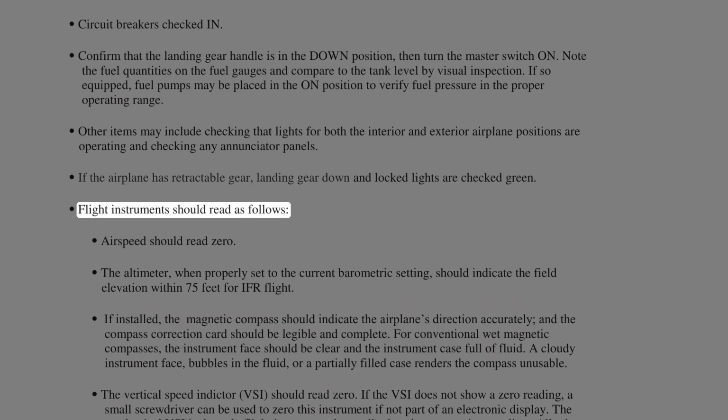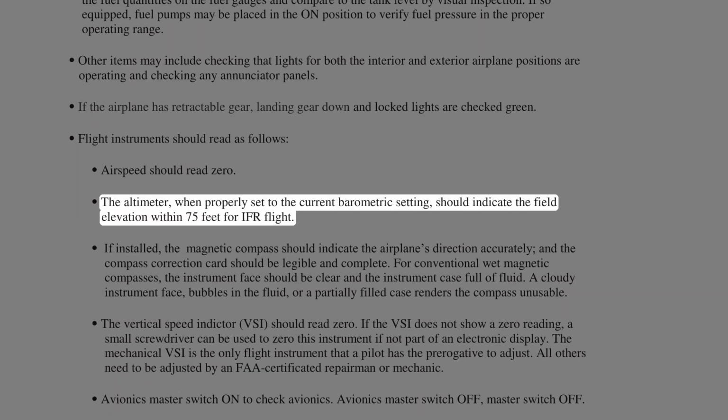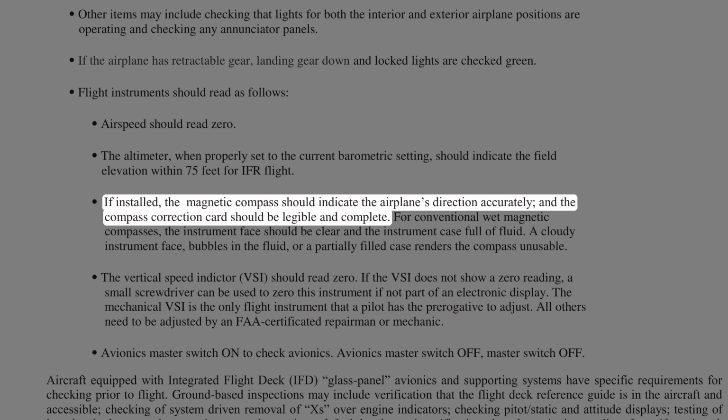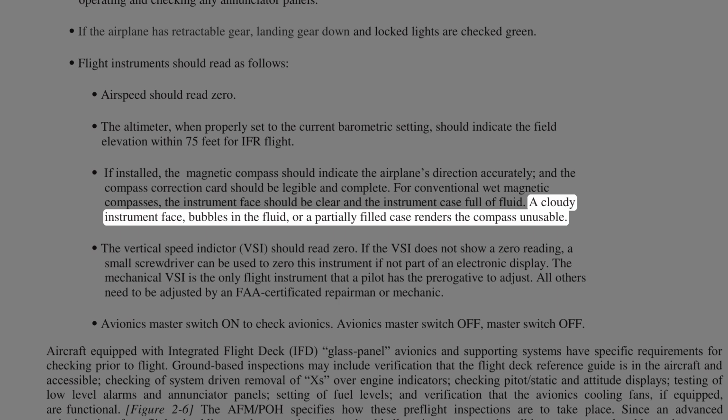Flight instruments should read as follows. Airspeed should read 0. The altimeter, when properly set to the current barometric setting, should indicate the field elevation within 75 feet for IFR flight. If installed, the magnetic compass should indicate the airplane's direction accurately, and the compass correction card should be legible and complete. For conventional wet magnetic compasses, the instrument face should be clear and the instrument case full of fluid. A cloudy instrument face, bubbles in the fluid, or a partially filled case renders the compass unusable.